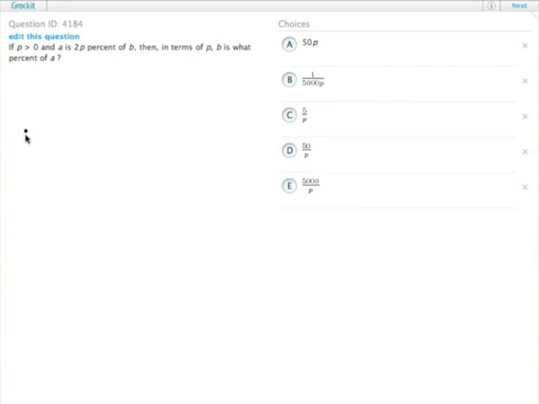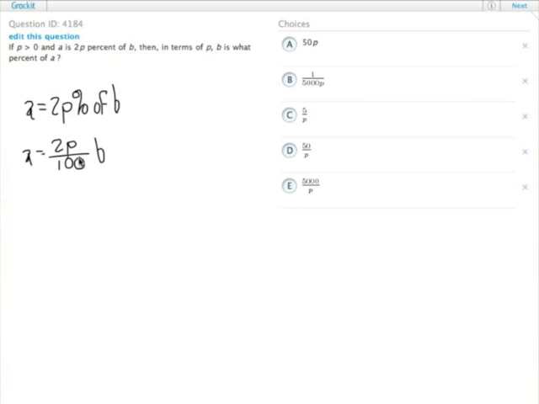This one involves converting words into algebra. So we know that A is 2p% of B. That's the same as saying A equals 2p over 100, because percentages are ratios out of 100. 2p% of B. But we're trying to solve for B. We need what B is in terms of A.